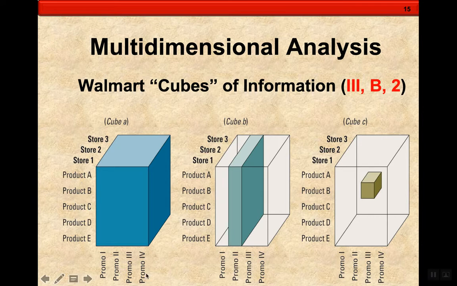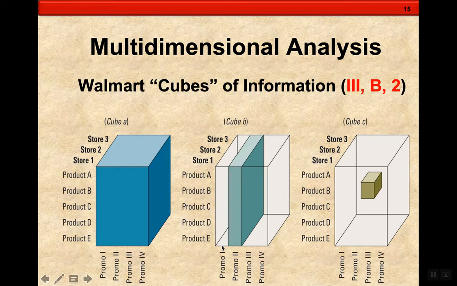But what we have the ability to do is slice and dice this cube. If I want a particular slice of this overall structure of data, for example, I want to know, across all stores and all products, how we did with promotion 2. I don't care about promotions 1, 3, and 4 right now. I can very easily extract that information.